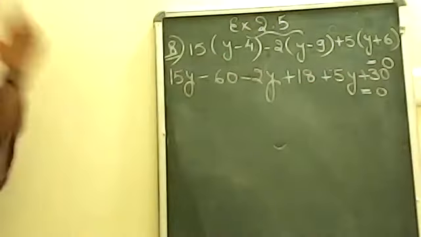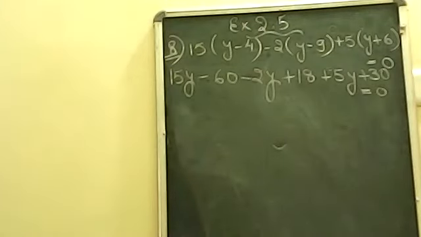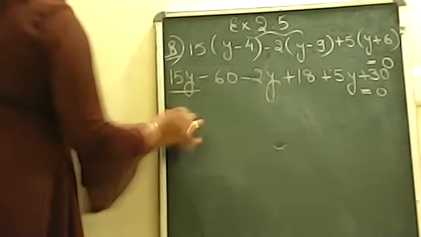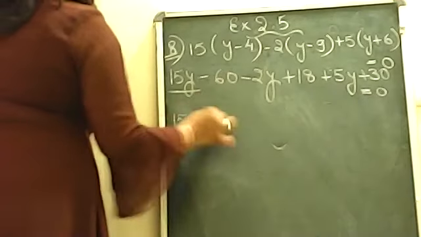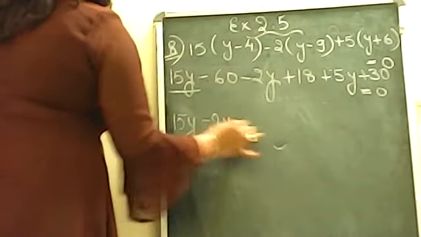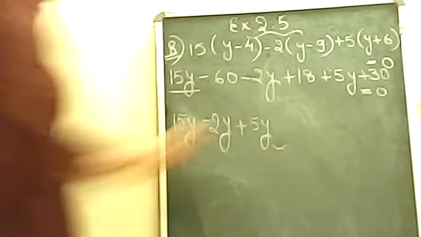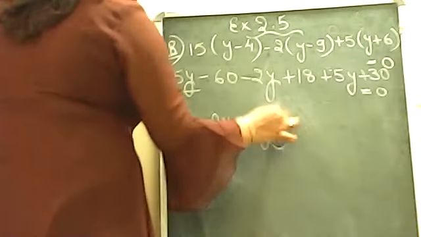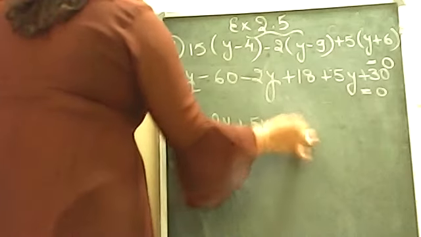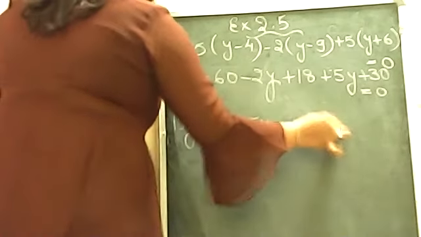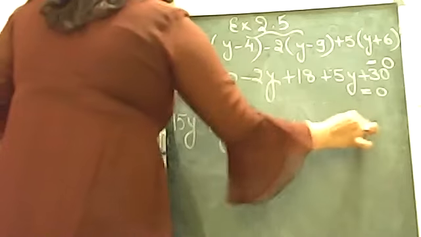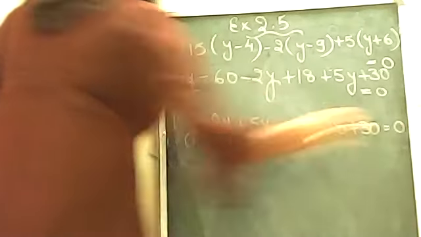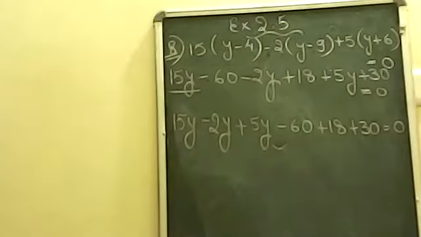Now what we are going to do, we are keeping all the variables one side, keeping all the constants one side. So पहले देखेंगे हम, यहाँ पर हमारे पास है 15y, फिर we have -2y, then we have plus 5y. 3 terms are written with y sign, and now we have all the terms of constant value, -60 plus 18 and plus 30 is equal to 0. ठीक है, now let's solve this.